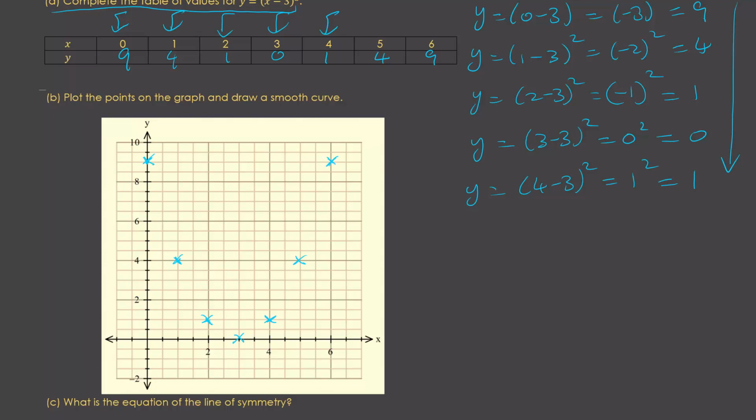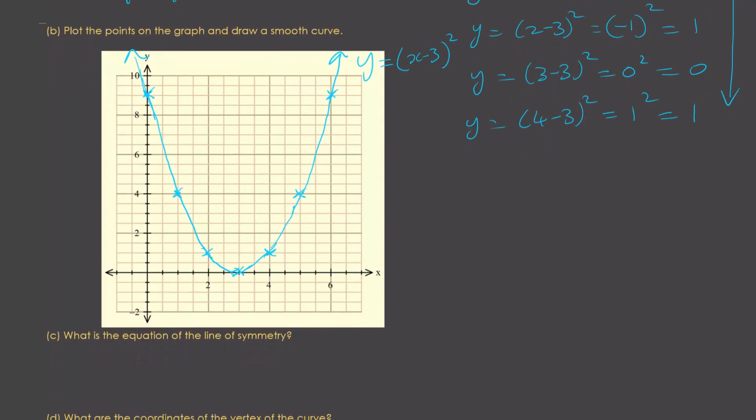And then we just want to put a nice smooth curve through this and try to make it look symmetrical. If you look at the shapes of some quadratics, it will help you draw these. And so that is y equals x minus 3 all squared. Note that it's just a translation of y equals x squared 3 units to the right.